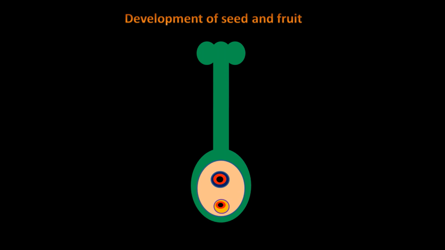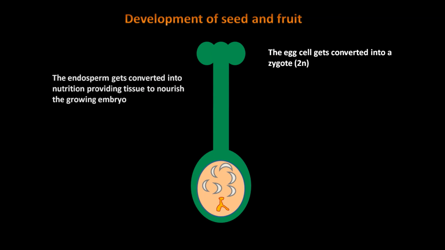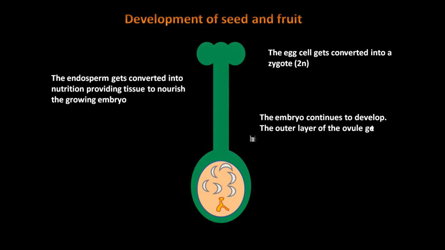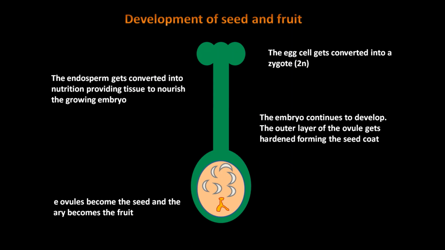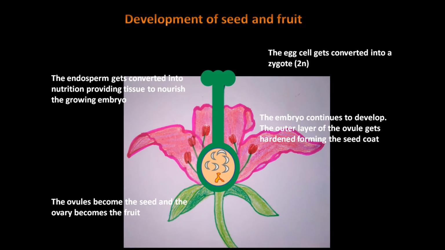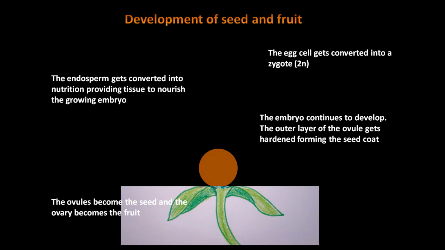Development of seed and fruit. After the fusion of the cells, the egg cell will get converted into zygote and the endosperm will get converted into a nutrition providing tissue to nourish the growing embryo. The embryo continues to grow and the outer layer of the embryo gets hardened into a seed coat. The ovule now becomes the seed and the ovary becomes the fruit.